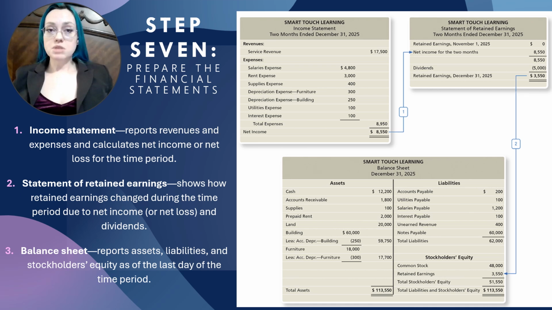Number 2, statement of retained earnings. It shows how retained earnings changed during the time period due to net income or net loss and dividends. Finally, number 3, the balance sheet reports assets, liabilities, and stockholders' equity as of the last day of the time period. The financial statement will exclude service revenue and expenses and dividends.